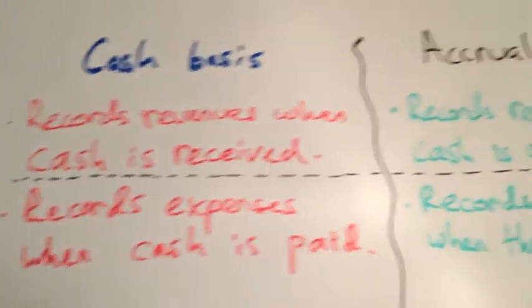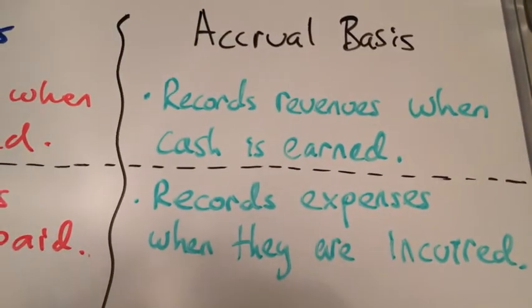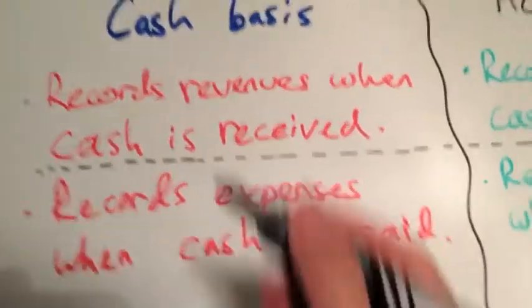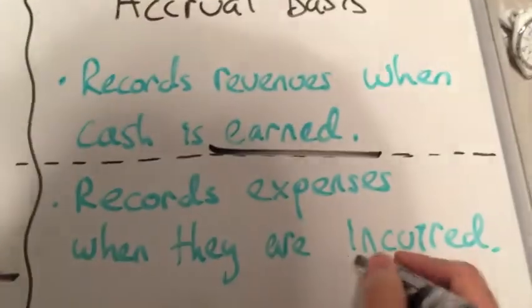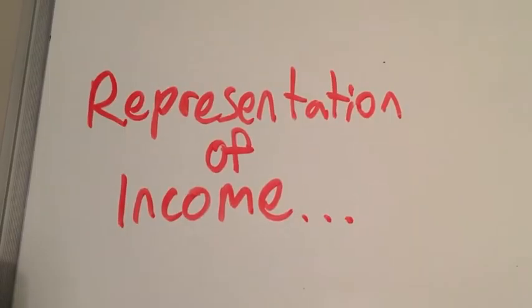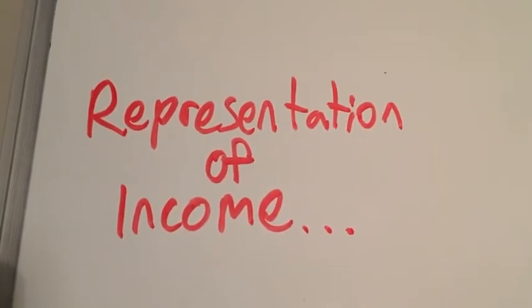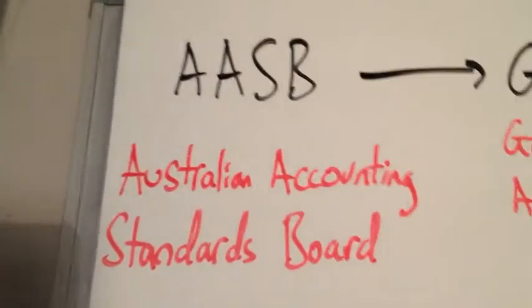In financial accounting, there are two possible bases in which accounting information can be recorded. The aspect to look out for is the difference between the timing of when revenues and expenses are recorded. The purpose of this topic is to achieve a better representation of income, but which basis is better?